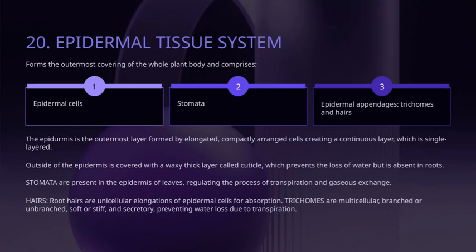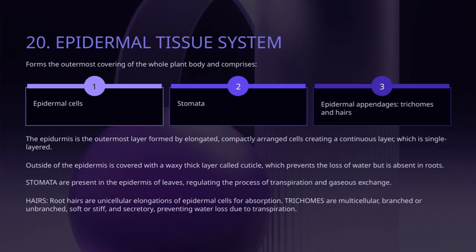Let's take a closer look at the epidermal appendages, specifically trichomes and hairs. Hairs on plants, particularly root hairs, are unicellular elongations of epidermal cells that play a crucial role in absorption. They increase the surface area, making nutrient uptake more efficient. On the other hand, trichomes are multicellular structures that can be either branched or unbranched. They can be soft or stiff and often have secretory functions. An important role of trichomes is to prevent water loss through transpiration, acting as a protective barrier.